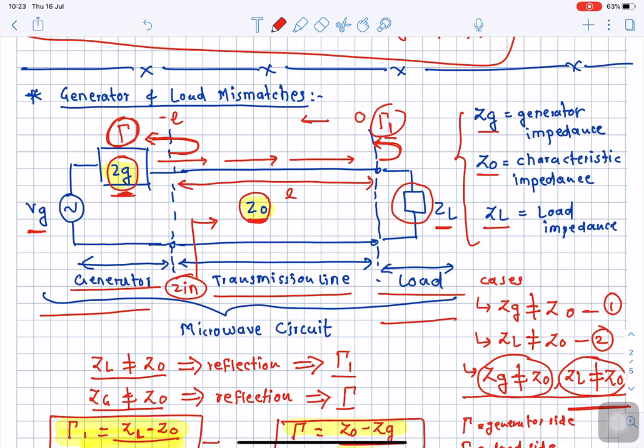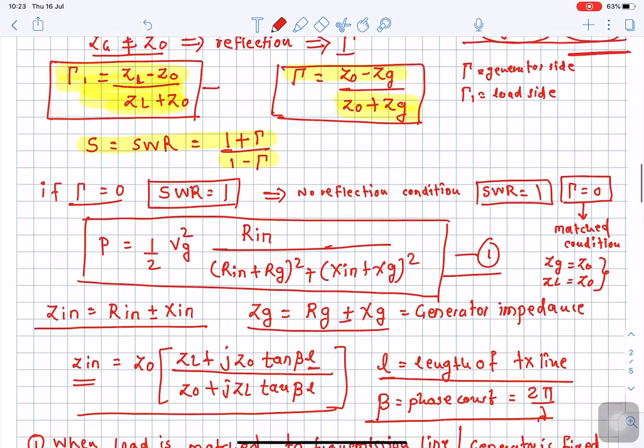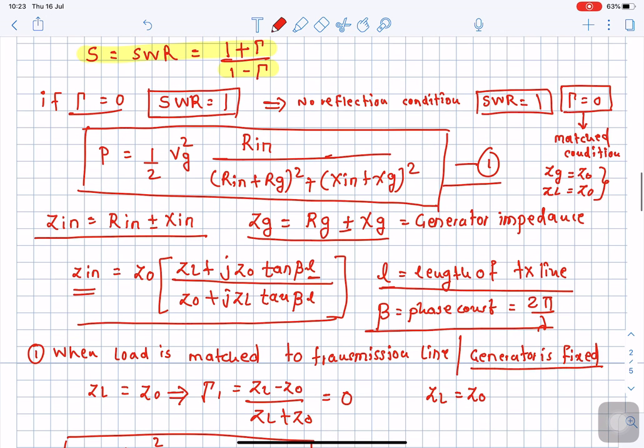Okay, so here I will stop, and in our next session or next lecture, we start directly with the foundation of the impedance matching circuit. So here I will stop, and thank you very much.